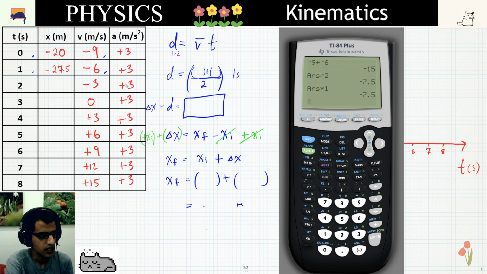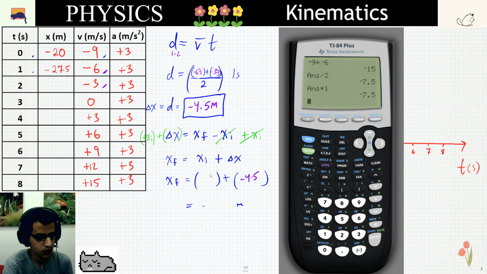From 1 to 2 seconds, the average velocity will be, this will be the initial, this will be the final. So it's going to be negative 6 meters per second plus negative 3 meters per second, divided by 2. The average velocity there will be negative 4.5 times 1 second. So our displacement is negative 4.5 meters. So now we take this number, that's our displacement, so it goes in here, negative 4.5.